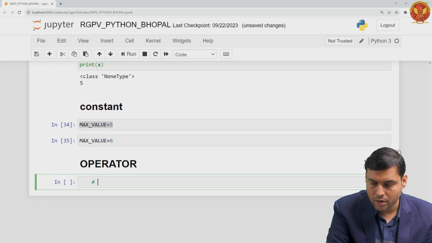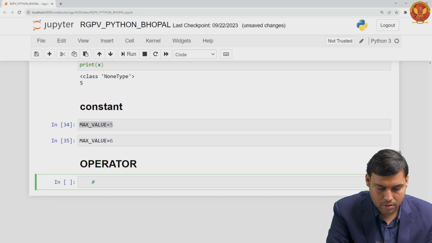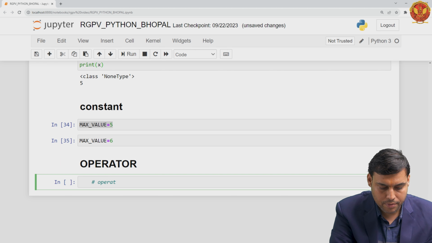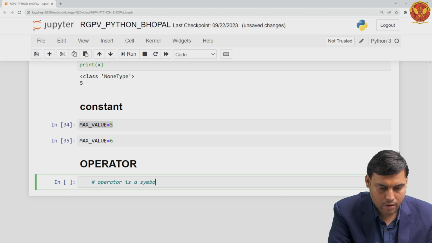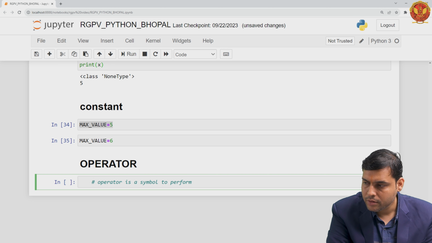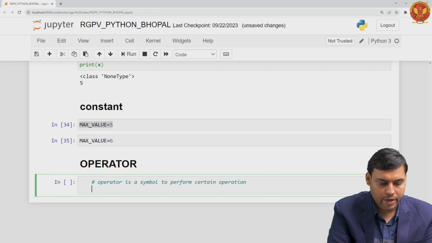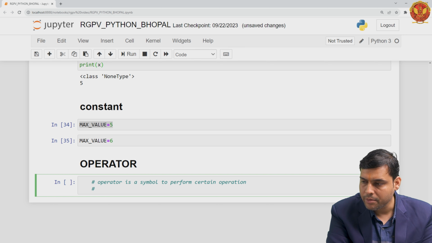basically operator, the symbol, perform certain operations. There are the following types of operators that are provided by Python.